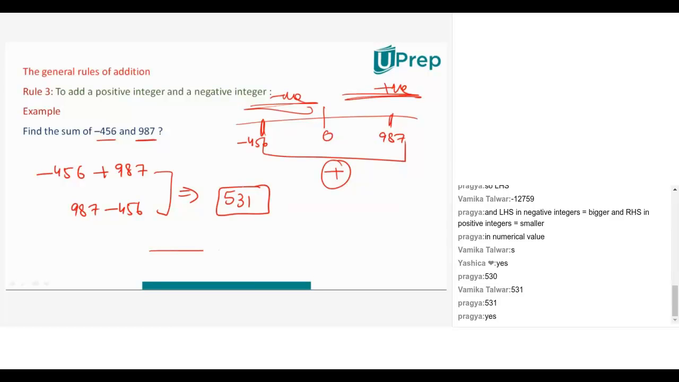Sir, it is making a difference. I was saying that, sir, it does make a difference. I'm not understanding. Can you please do it on the number line? Yeah, I'm going to do that now.